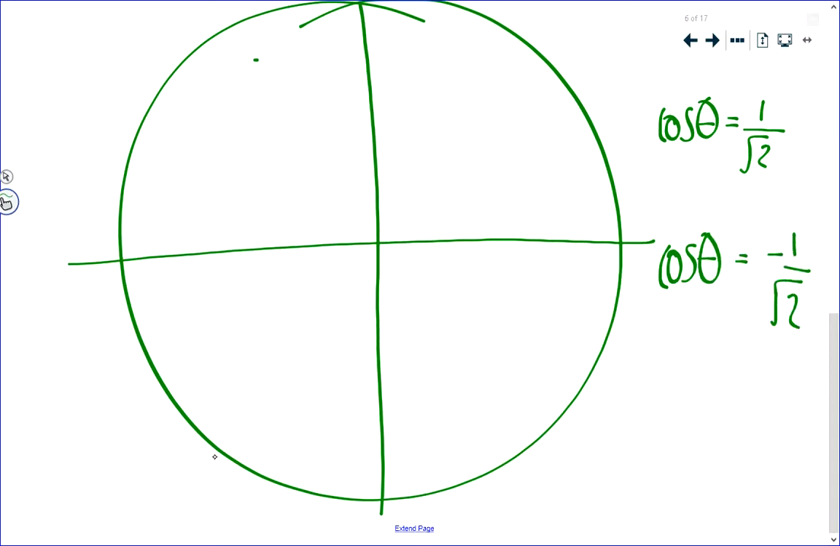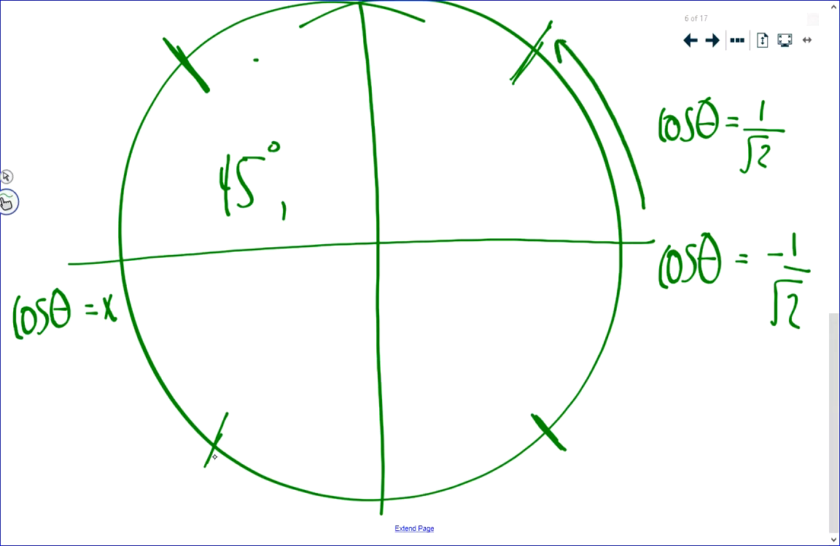Remember, cosine of theta is equal to the x-coordinate on the unit circle. Hopefully you remember that the 1 over root 2's are the 45-degree positions in each of the 4 quadrants. So these are the 4 angles. The first angle is 45 degrees. That takes us to here. The second one, which is here, would be 180 minus the 45, which gives us, I want to say, 135 degrees.